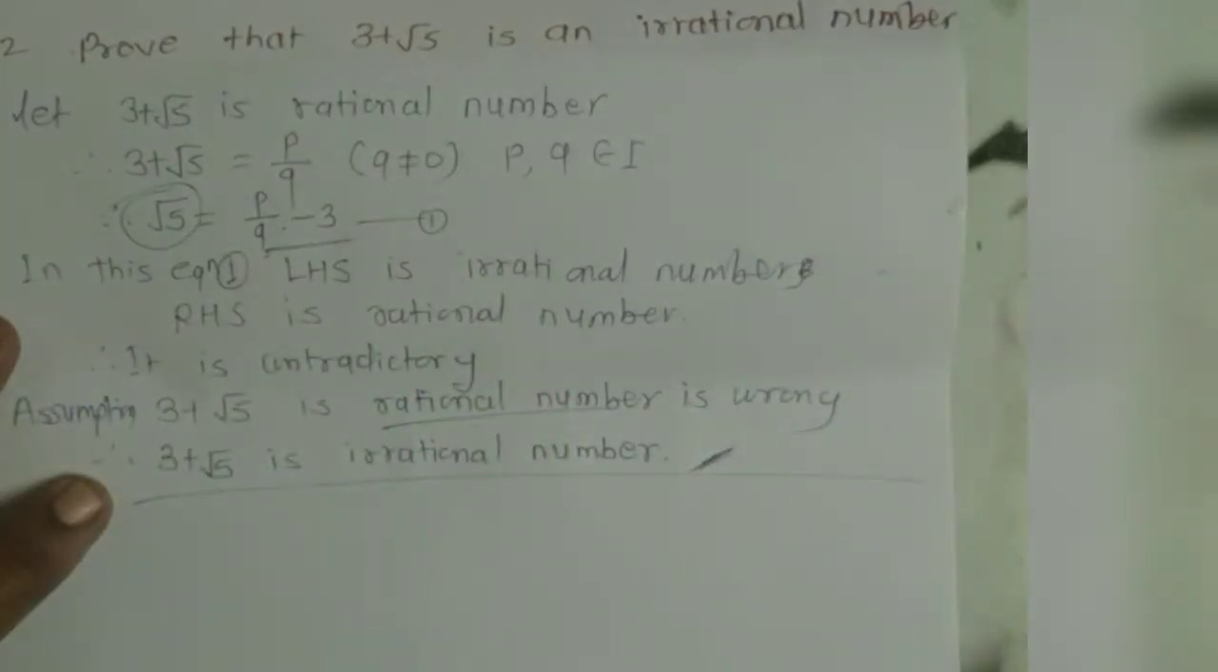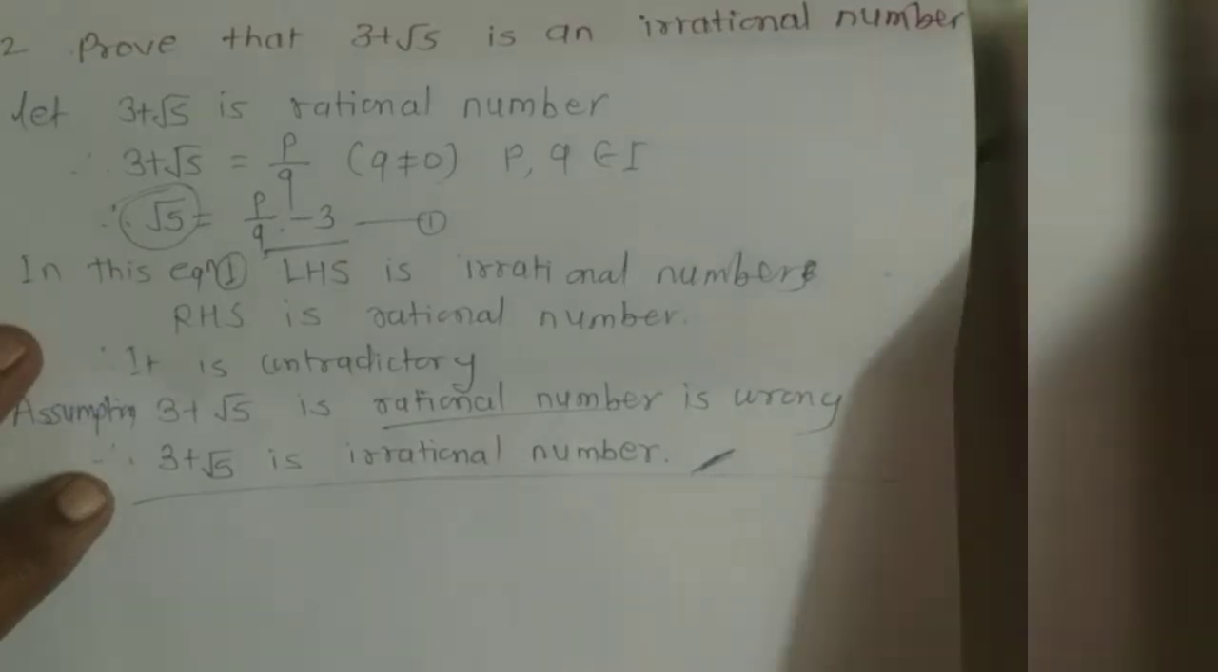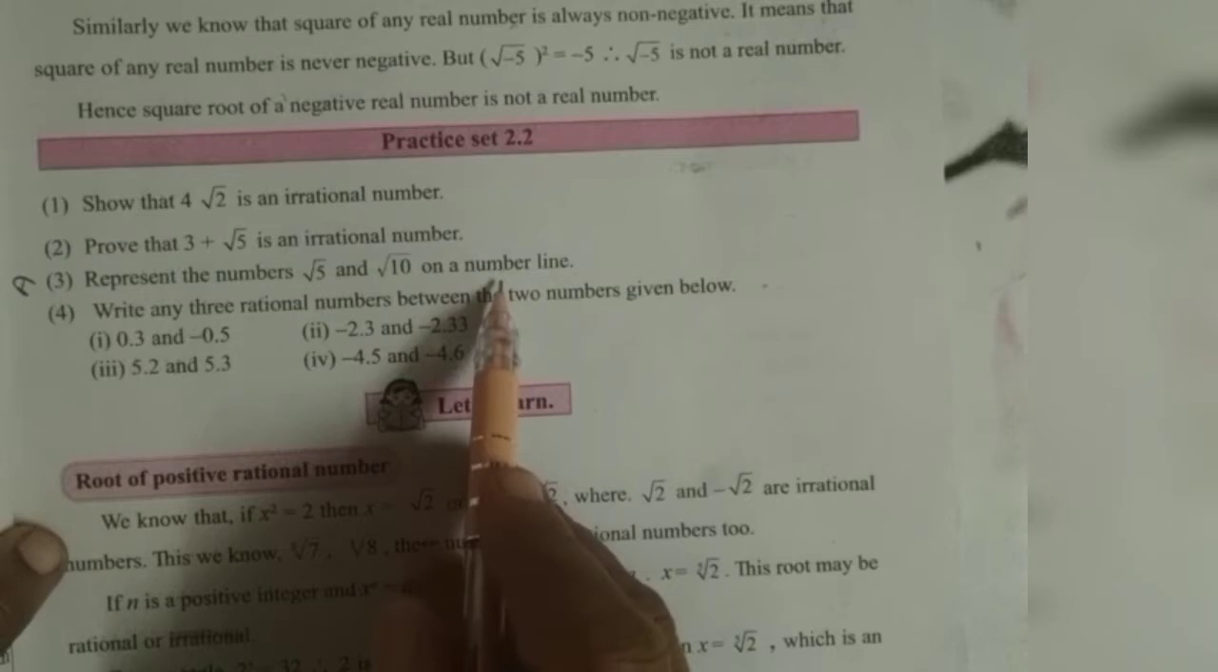Now the question number 3, that is, represent the numbers root 5 and root 10 on the number line. It is expressed separately in another video. Now we are going to take question number 4, that is, write any 3 rational numbers between the given 2 numbers which are given here. See the example first.